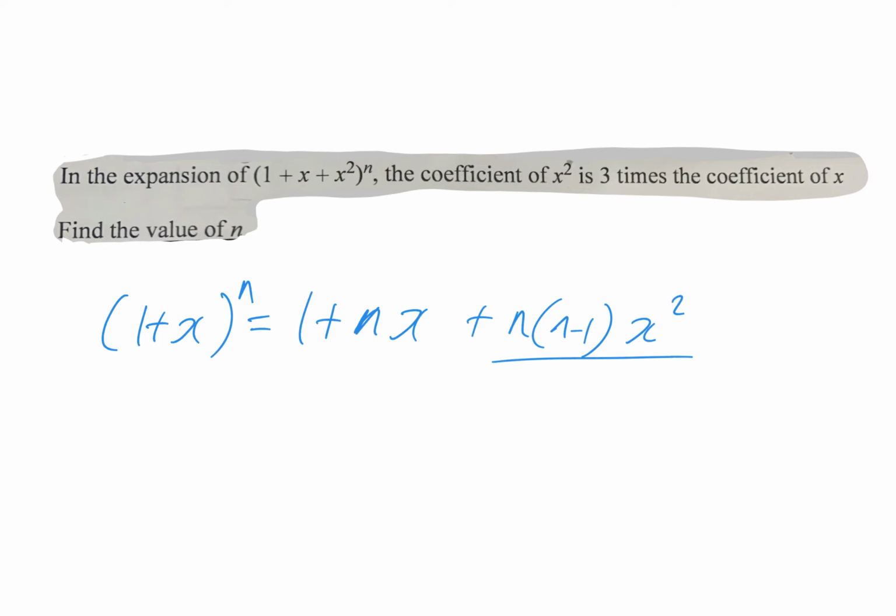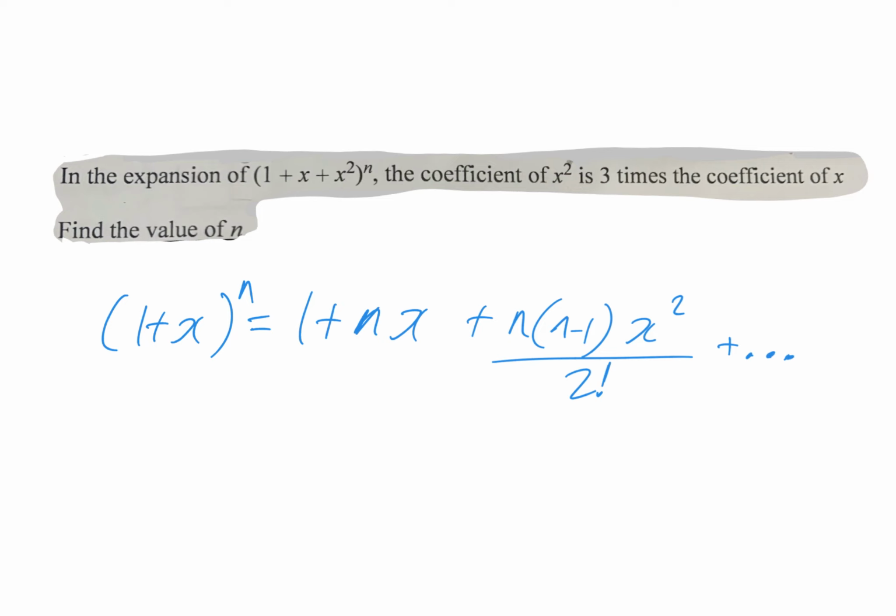Similar to one I've done recently, we have to use the fact that the binomial expansion of 1 plus x to the power of n is 1 plus nx plus n times n minus 1 times x squared over 2 factorial. That's as far as we would need to go in this question. This is given in your formula booklet, thankfully.